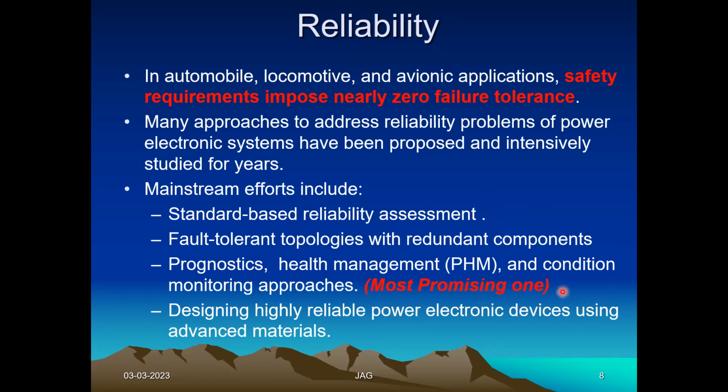So how will it solve the situation? What is the disadvantage of such a topology? Redundant one. I am using one more inverter. I am using one more motor. Whenever the first motor fails, use the second motor. Whenever the first converter fails, use the second converter. Like that, a redundant unit or a spare unit is kept. So whenever you have a failure, make use of the redundant unit. So that is called fault tolerant topology with redundant components.